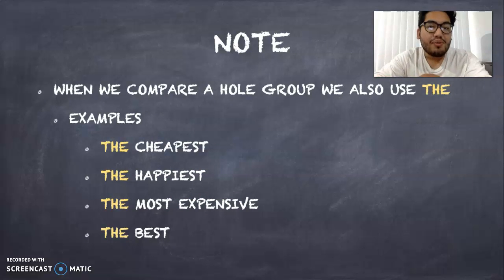Note: when we compare a whole group, we also use the. Examples: the cheapest, the happiest, the most expensive, and the best. Okay, don't forget to put the.